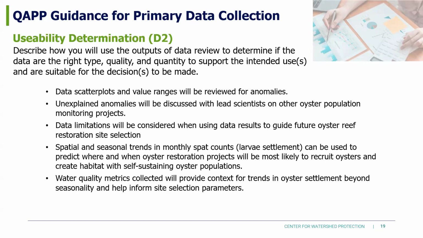And so for this example, some of the things that they were doing were scatter plots and value ranges that they were going to review for anomalies. And then if they had any unexplained anomalies, they were going to discuss them with other lead scientists on other monitoring projects. They're going to look at any data limitations they're going to consider when using data to guide future oyster reef restoration. They're going to look at spatial and seasonal trends and monthly spat counts to predict where and when oyster restoration projects are most likely to recruit oysters and create habitat.